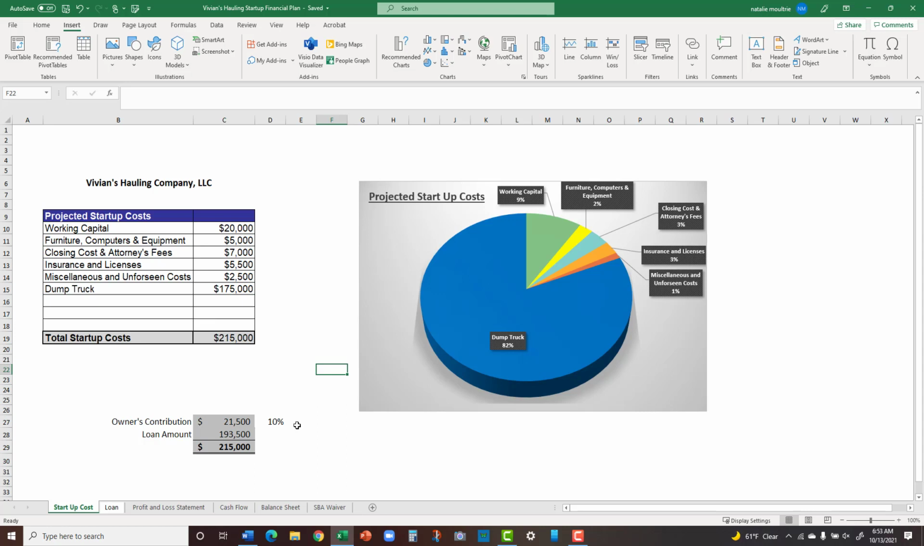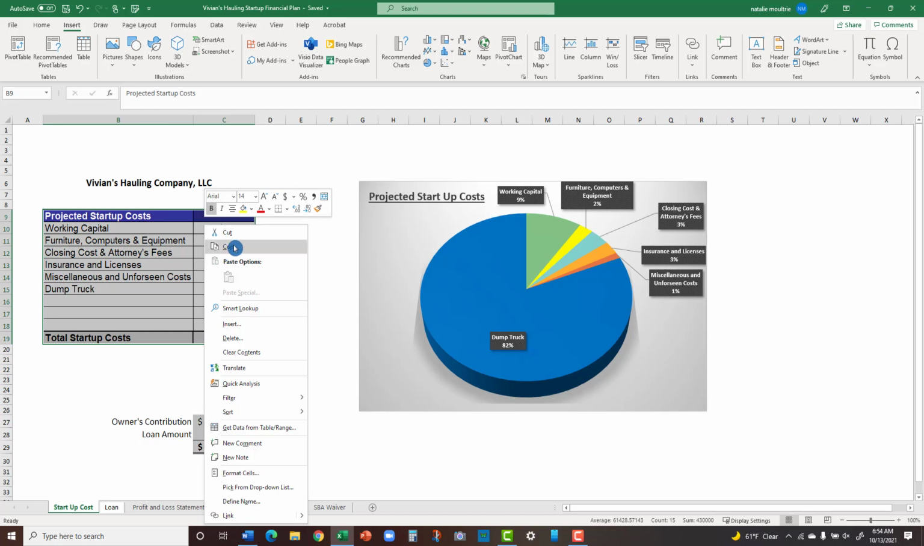Now, for those of you who are familiar with this spreadsheet, you'll notice that I added a few tabs at the bottom, one for each of our financial statements. Now, we'll look at those in a minute. But first, let's get this table and chart into our business plan. Okay, so the first thing you want to do is highlight this entire table and then right-click and select Copy.